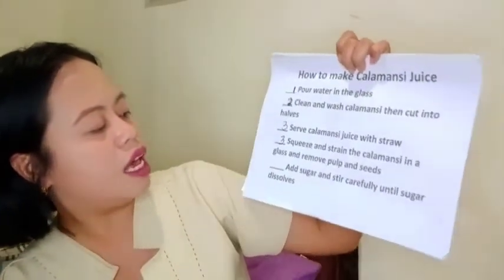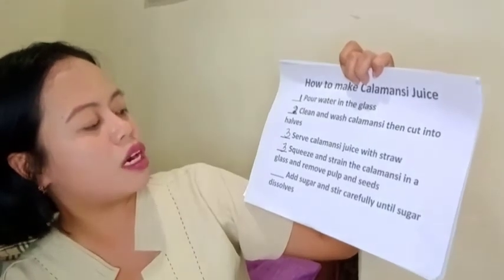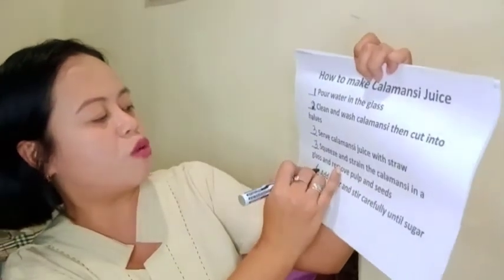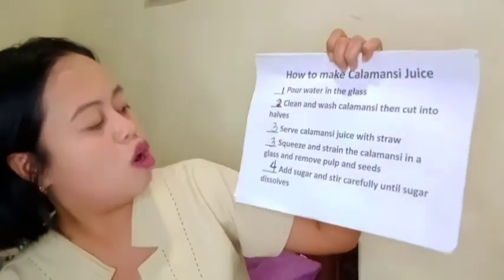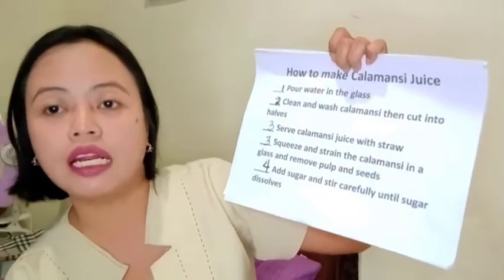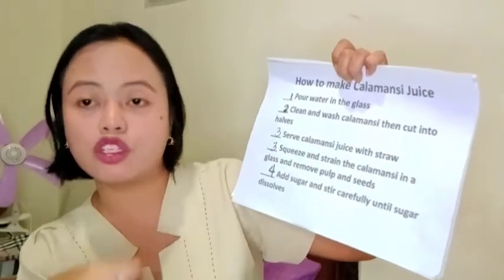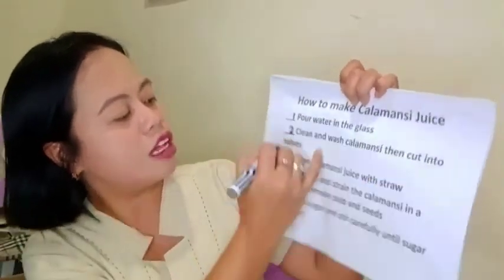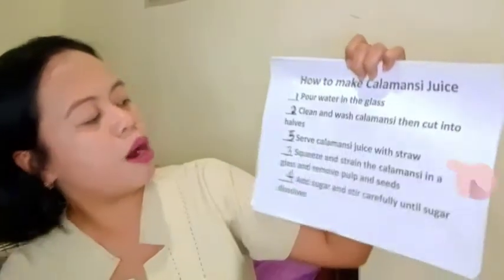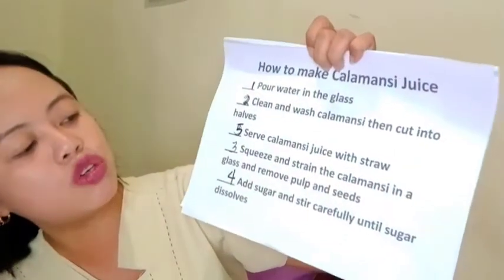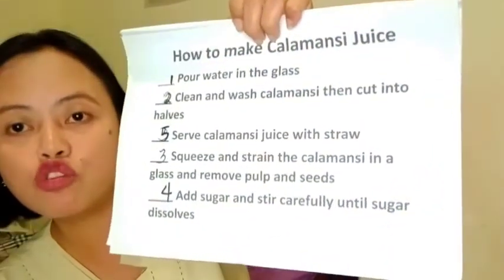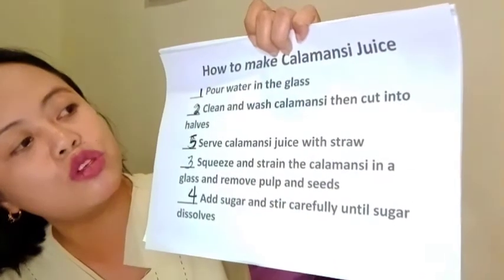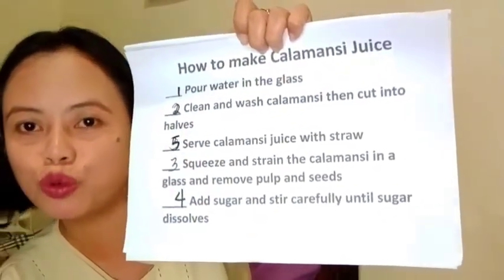This one. Then number 4 is add sugar and stir carefully until sugar dissolves. So this one is number 4. So you're going to add sugar, no? Kay para dili aslom ang calamansi, you add sugar, then you stir para ma-dissolves in sugar. Then number 5, you serve calamansi juice with straw. Okay. These are the steps on how to make calamansi juice.